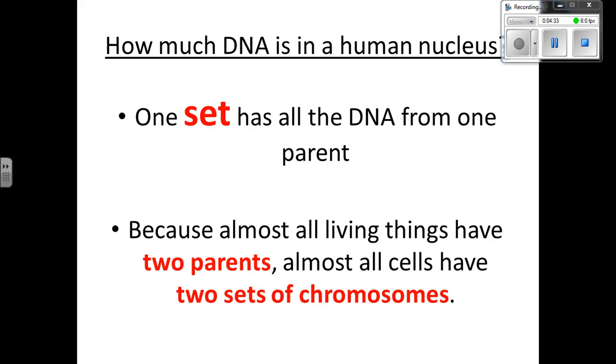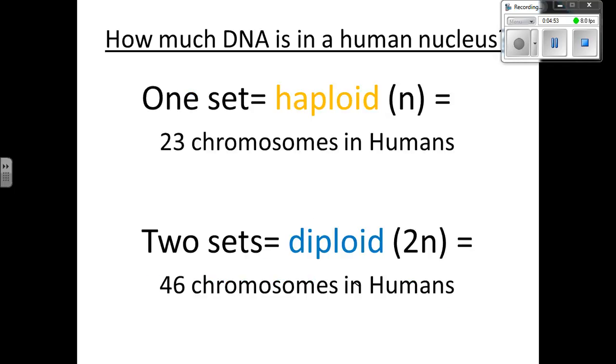So how much DNA is in a human nucleus? And backing up again, humans are eukaryotes, meaning that we have a nucleus, and that's where DNA is found. So one set has all the DNA from one parent, and because all living things have two parents, almost all cells have two sets of chromosomes. So the terms we use to describe one set and two sets, you might be familiar with this from 7th grade, and if you're not, that's okay.